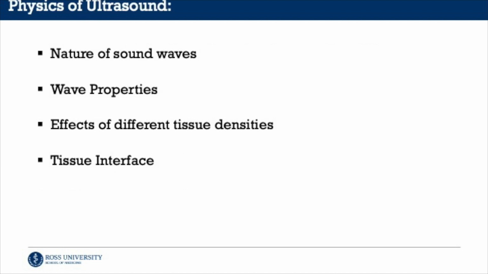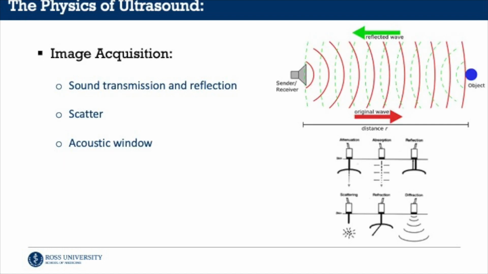For the physics of the ultrasound, there are several different components that we have to examine. The nature of sound waves, wave properties, the effects of different tissue densities, and the tissue interface itself. In its most simplest terms, the way we get our image is the transducer of the ultrasound machine sends out a sound wave towards the desired object. The sound waves are then reflected off that desired object back towards the receiver, and then this interpretation gives us the image that we see on our ultrasound machine.